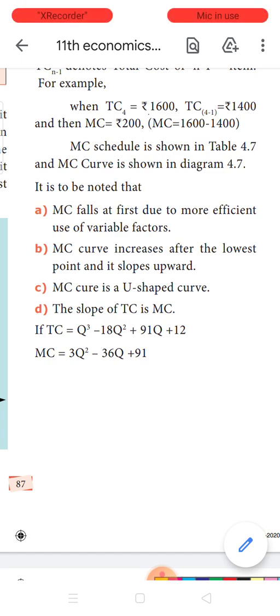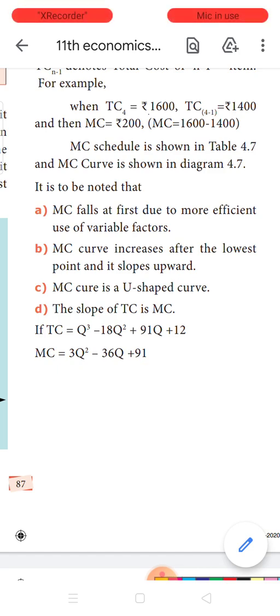first falls, because initially the variable cost is very efficiently utilized. That is why the cost is falling down. And the MC curve increases after a certain point, and the curve starts sloping upwards, which means the cost is on the higher side. So, what is the nature of the MC curve? It is a U-shaped curve.